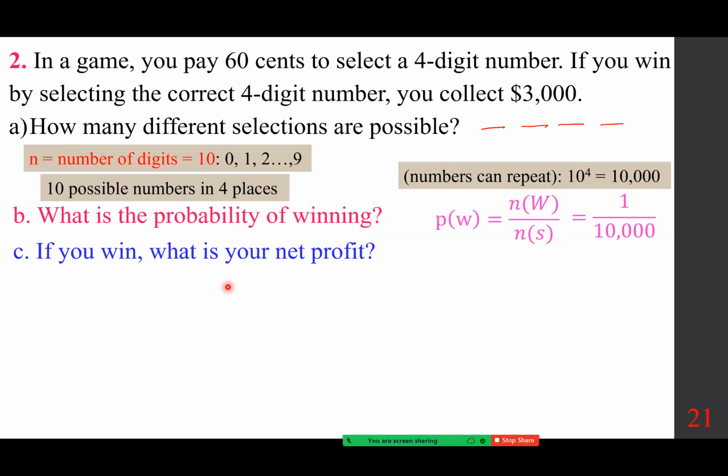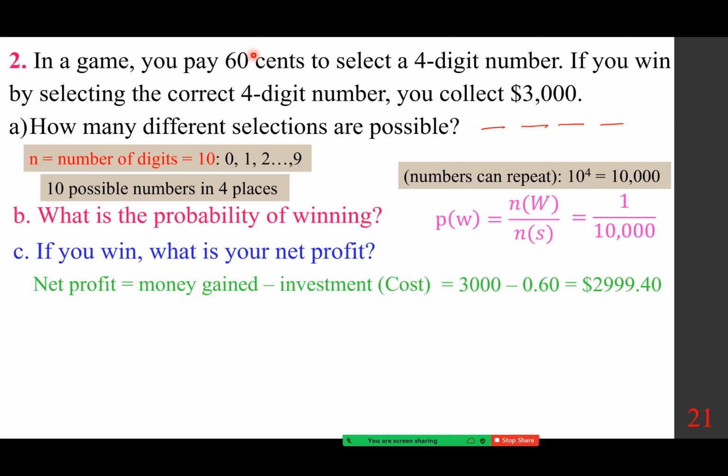If you win, what is your net profit? Net profit is the amount of money we collect minus the amount of money we paid, the cost. We collect $3,000 if we win, but we paid already 60 cents or $0.6. So the net gain will be $3,000 minus 0.6, which is $2,999.40.